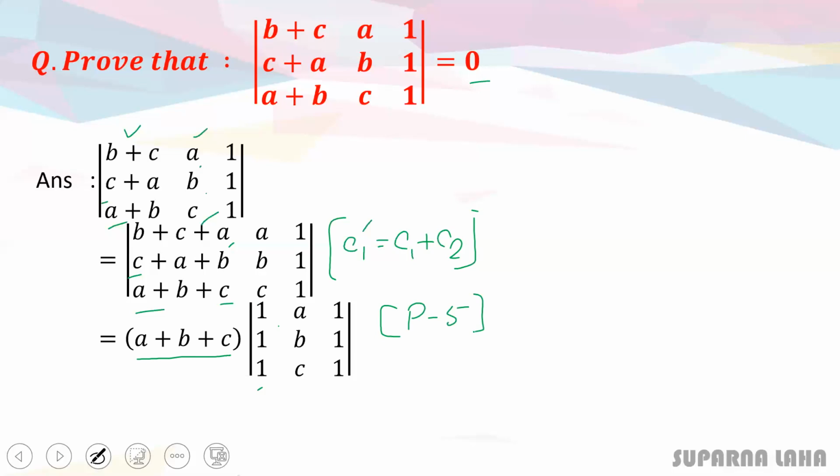Now look at property number 2. Go to these properties and look at property number 2. That is, if 2 rows or 2 columns are identical, the determinant value should be 0. Here look at the first column and the third column. They are identical. Since they are identical, we can say this determinant value is 0. And 0 multiplied by A plus B plus C should be 0.